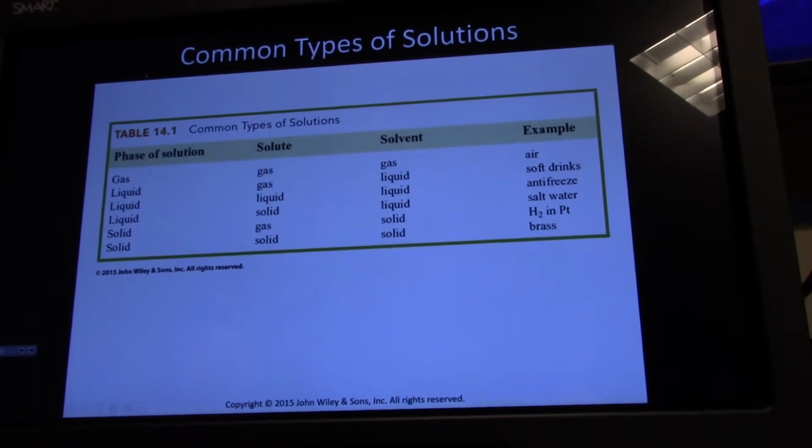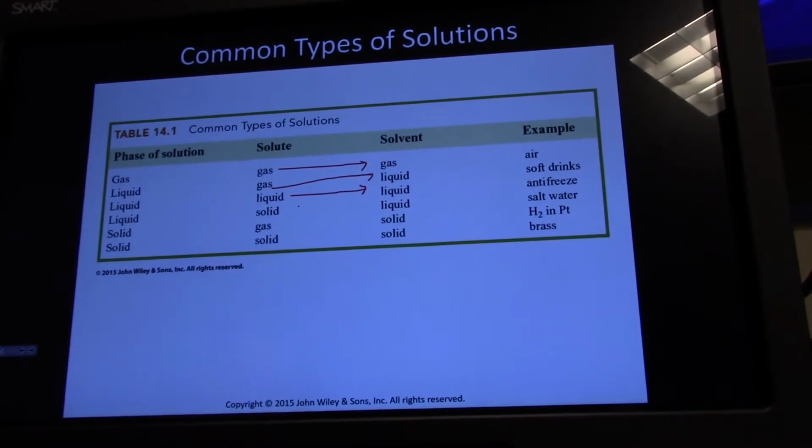And here we have different types of solutions. Gases dissolved in gases, like air. Gases dissolved in liquid, like a soft drink. You buy a pop. It's bubbly. There's carbon dioxide gas dissolved in the water. And therefore, we have a solution. Liquids can be dissolved in liquids, like antifreeze in your car. It is ethylene glycol dissolved in water.